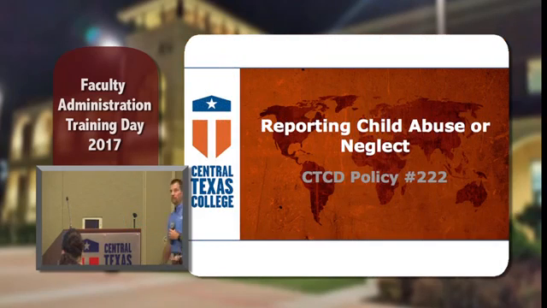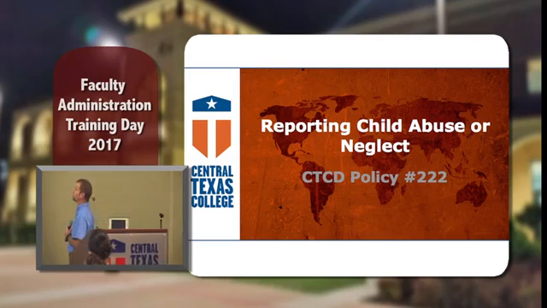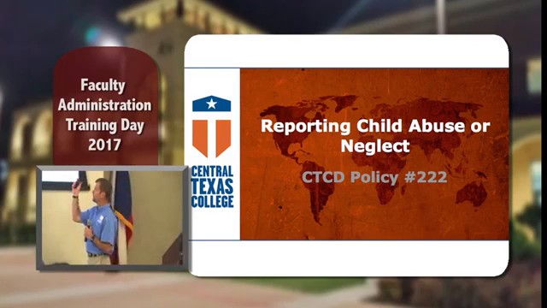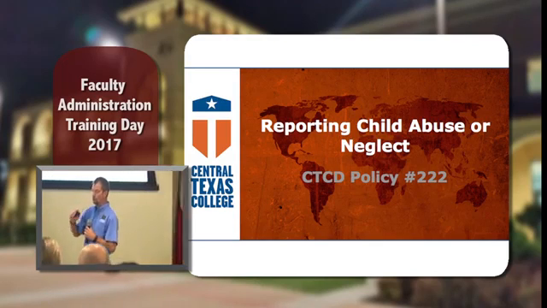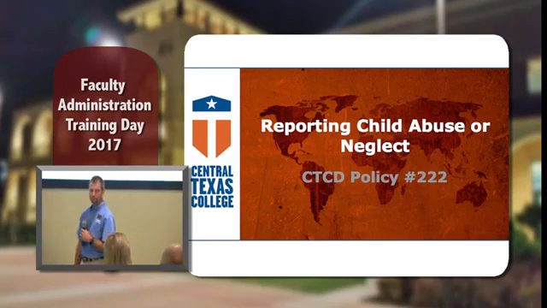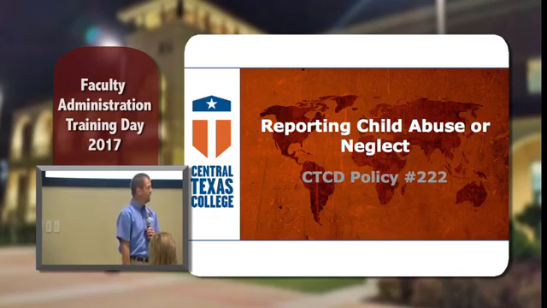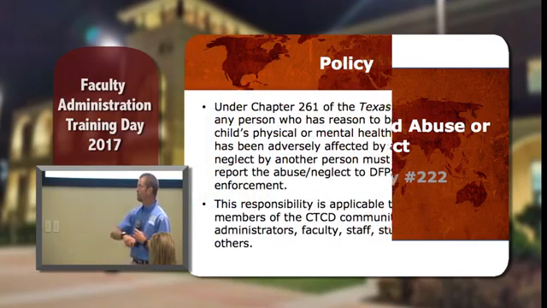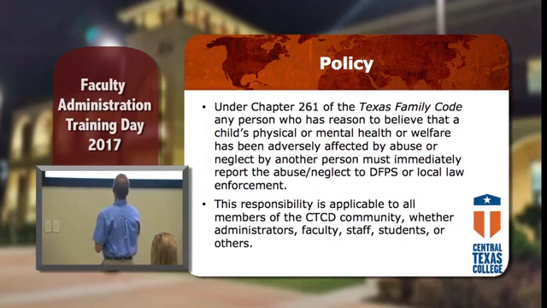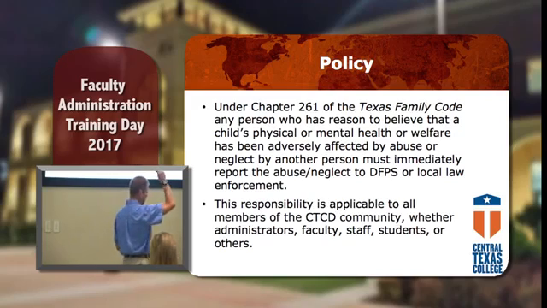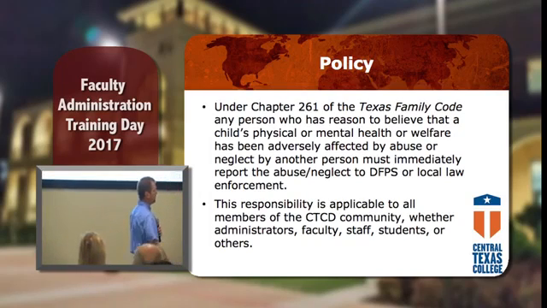So let me take the last few minutes I have here and go a little bit into reporting child abuse or neglect. And again, this falls under HR Policy 222. You can find that online on the faculty and staff side of the CTC website. A lot of information here. I just took a blurb from the policy itself.